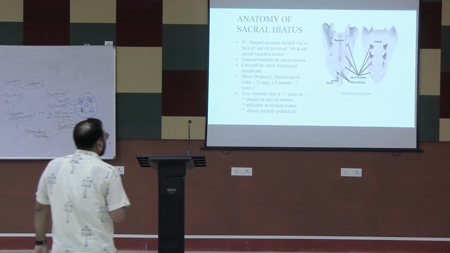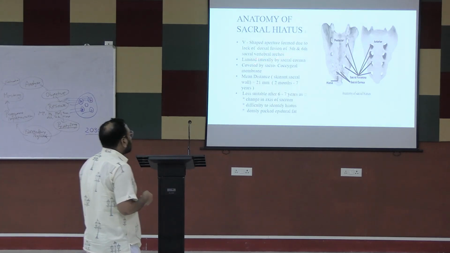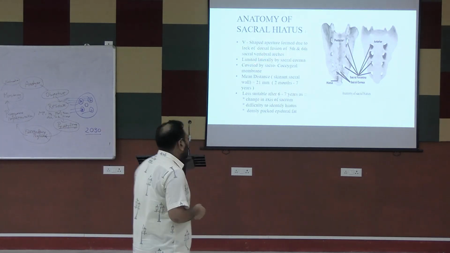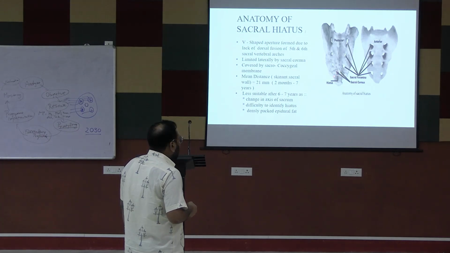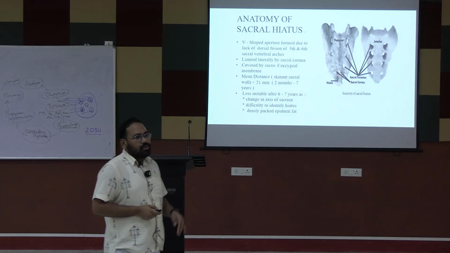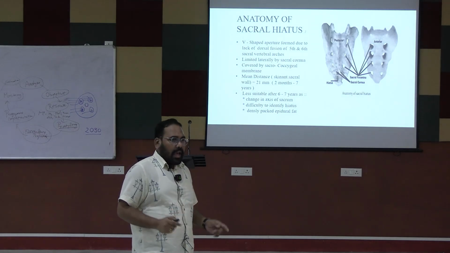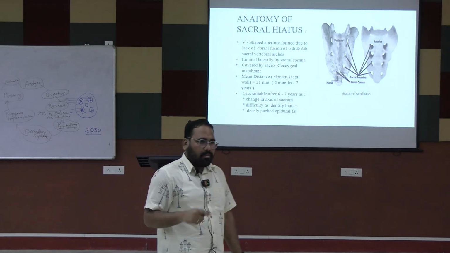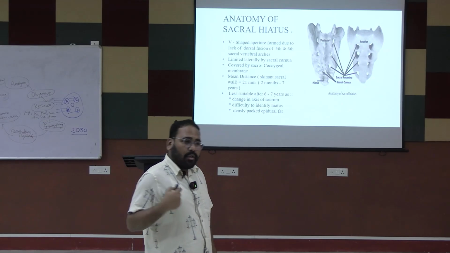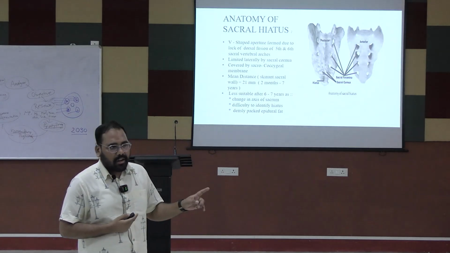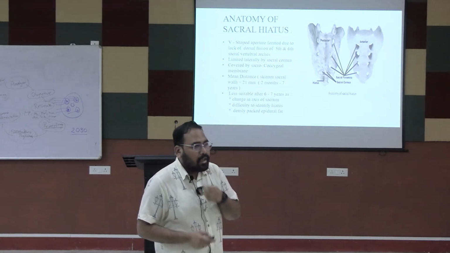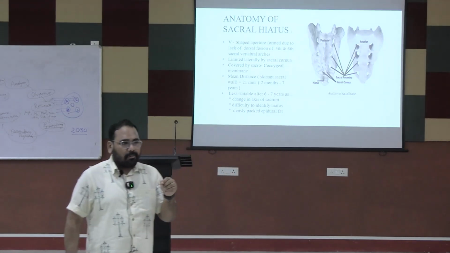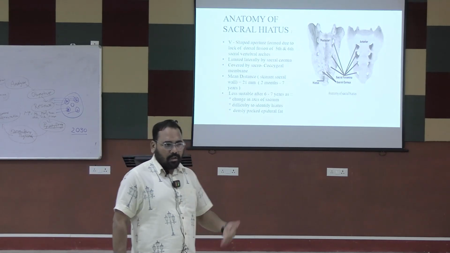So there is a V-shaped aperture formed due to lack of dorsal fusion of the 5th and 6th sacral vertebral arches. So here is the gap. You can't see properly, but it's a triangular shape over here. These elevated portions are called sacral cornua. Between them there is a gap or hiatus, that is called the sacral hiatus. You go inside the epidural space through that sacral hiatus, and it is covered by a ligament called the sacrococcygeal ligament. So you need to pierce that ligament to go inside the epidural or caudal space.